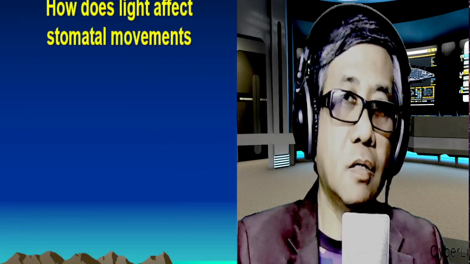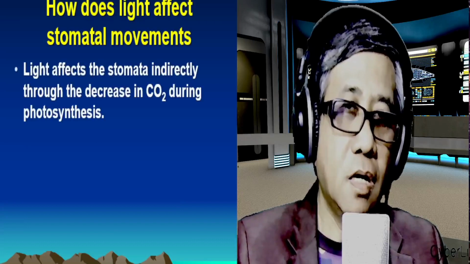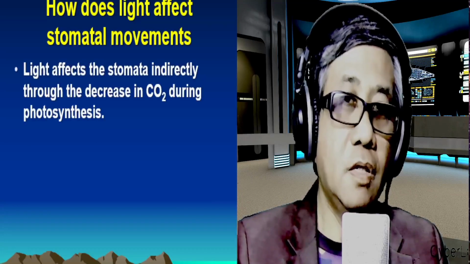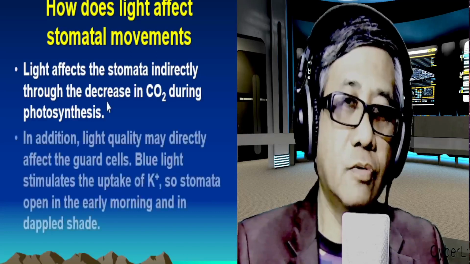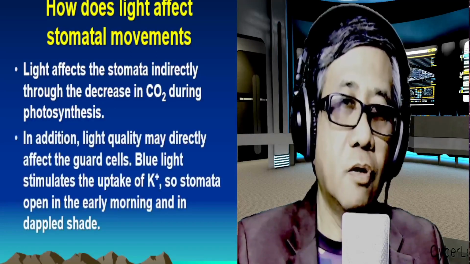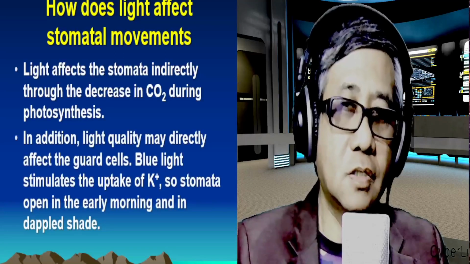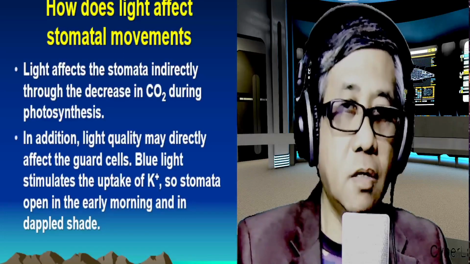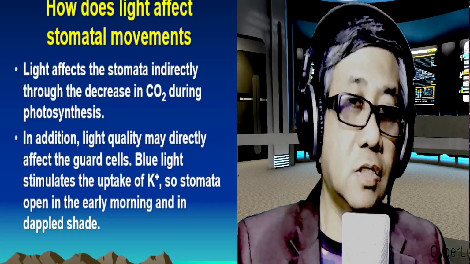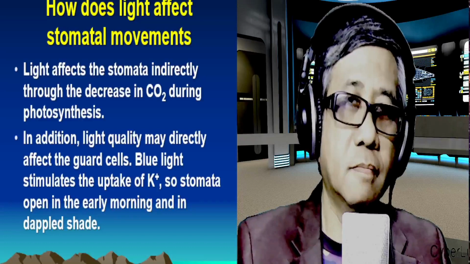Now what about light? How does light affect stomatal movements? Light affects stomata indirectly through the decrease in carbon dioxide through photosynthesis. In addition, light quality may directly affect the guard cells. Blue light stimulates the uptake of potassium ions, so the stomata open in the early morning and in dappled shade.